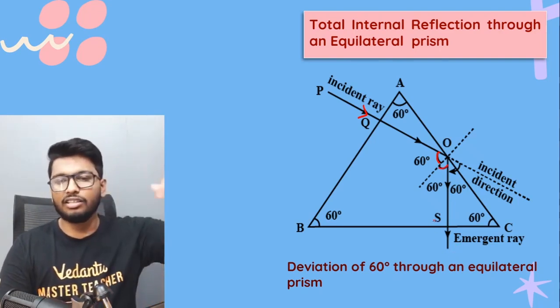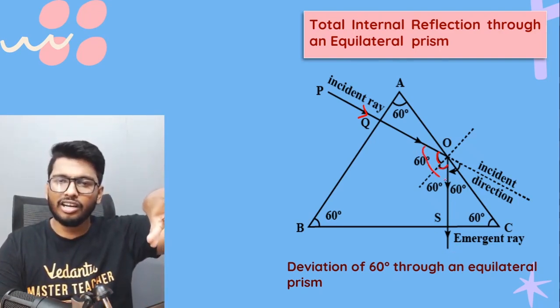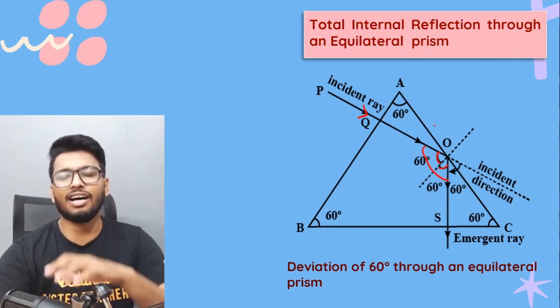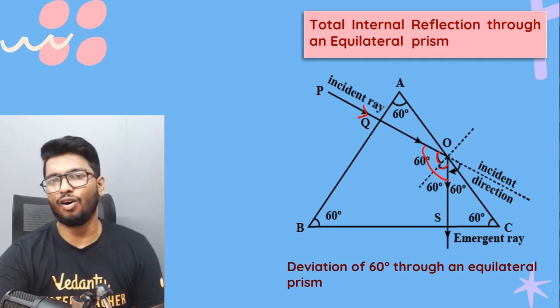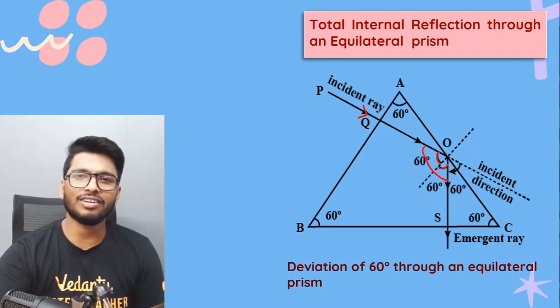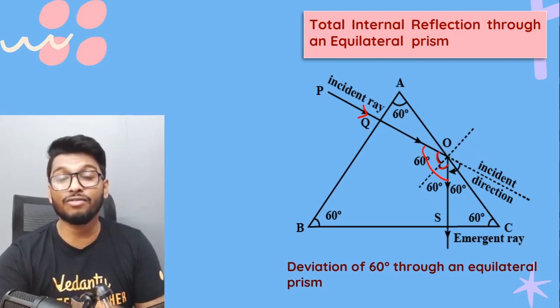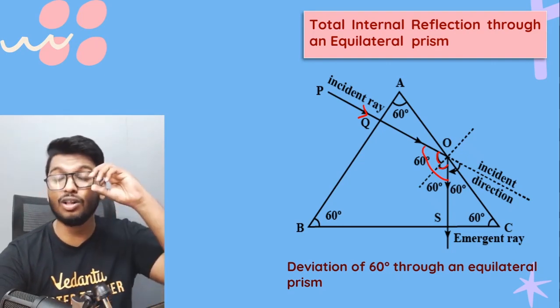So you see that it deviates the image in total by about 60 degrees in this particular prism. So these are all the applications of these prisms, and this, my friends, is the one-shot series of refraction of light through plane surfaces. I hope you have understood everything, and I wish you guys all the very best.